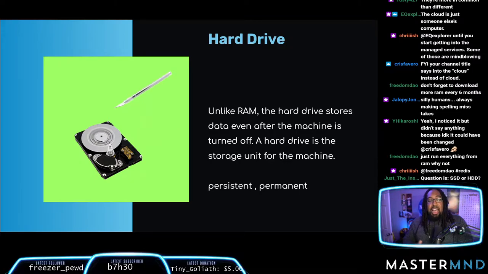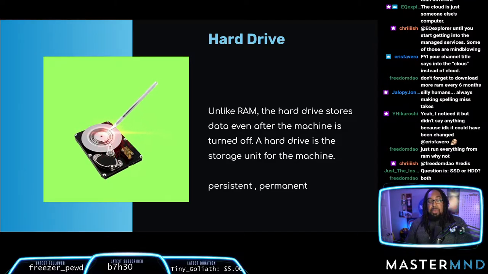Chris, 100% Redis is where you would want to go if you want to run everything from RAM. Why not? You know, there's also ways to load up games and stuff from the VRAM on GPUs now. It's very fast, but it will be very annoying for you to do.